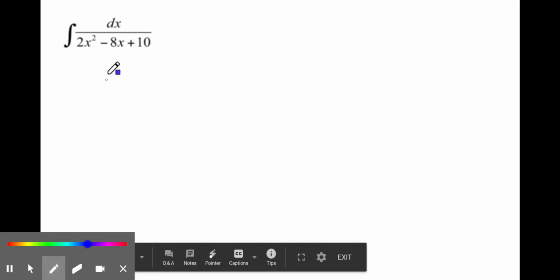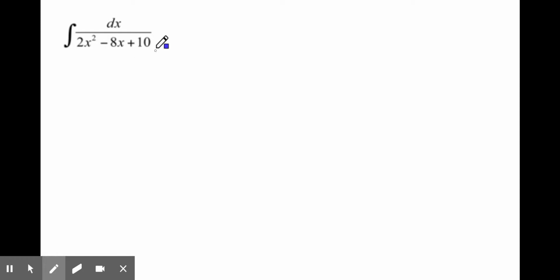Okay, so here's one where the coefficient is not 1. And again, we're in the same boat as the last problem. There's really nothing you can do with this that will make it easy to calculate. So the only thing we really can do is complete the square. I'm going to take the 2 out of everything, and I'll have 2 times the quantity x squared minus 4x, skip a space, plus 5.